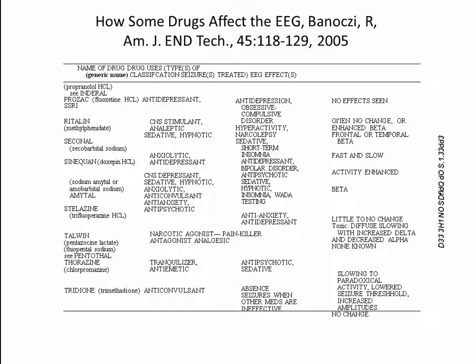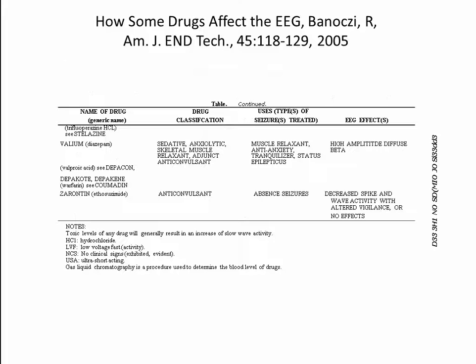So this is something that's worth reviewing on your flash drive, because this is probably the most comprehensive resource that I was able to find. Again, we have the stelazine, for example. We have Valium causing high amplitude diffuse beta. Again, a somewhat paradoxical effect.